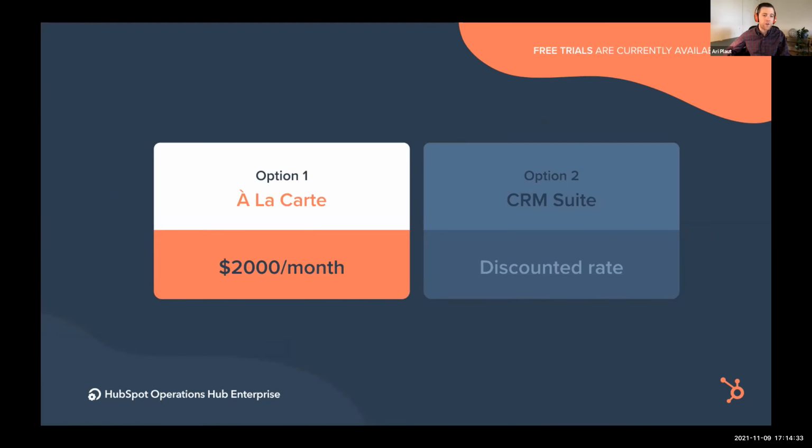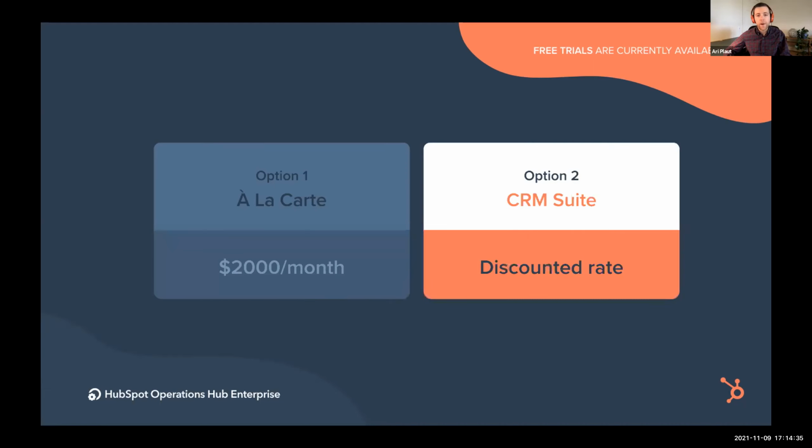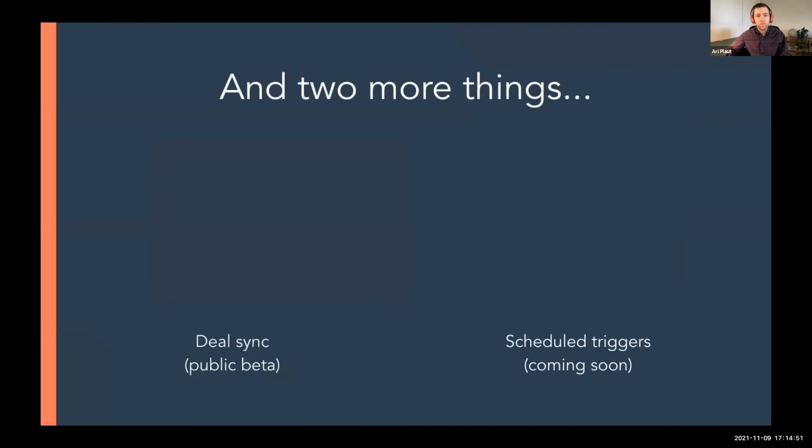Quickly here, because the most important stuff is the actual product. You can buy enterprise for $2,000 a month, or you can buy it as a part of our CRM suite. CRM suite is where you get all the products packaged together: marketing, sales, service, CMS, operations, at a discounted rate. Altogether, you can get it at the enterprise tier, at the pro tier, at the starter tier.